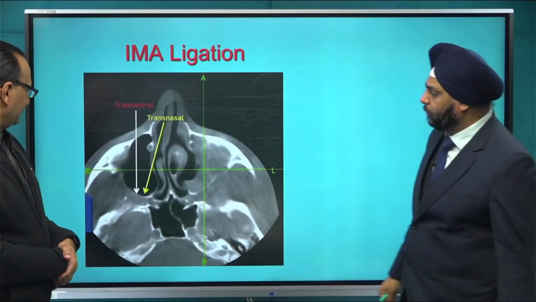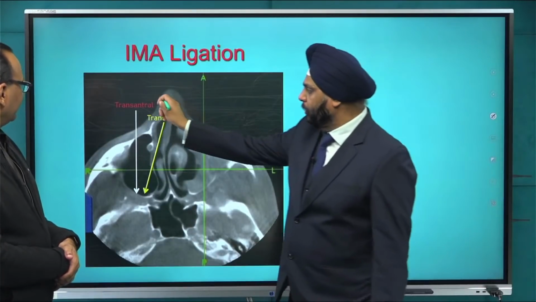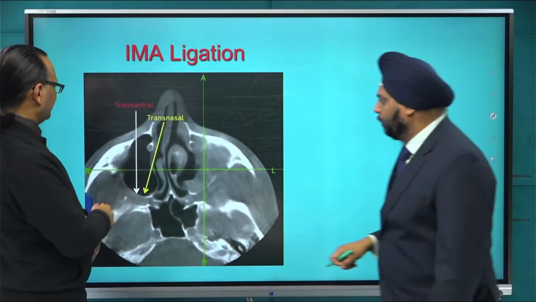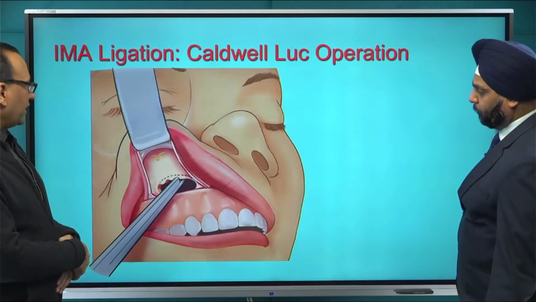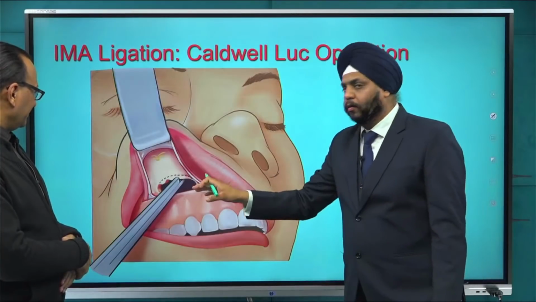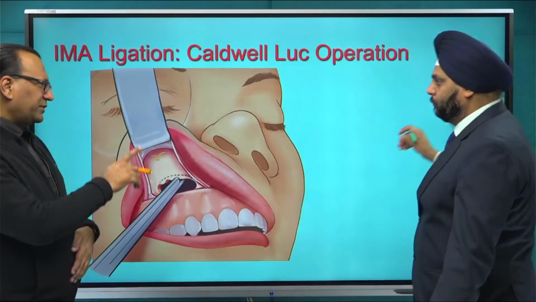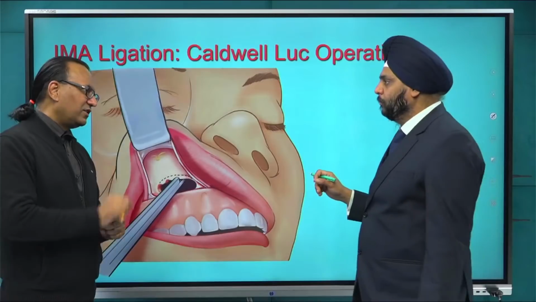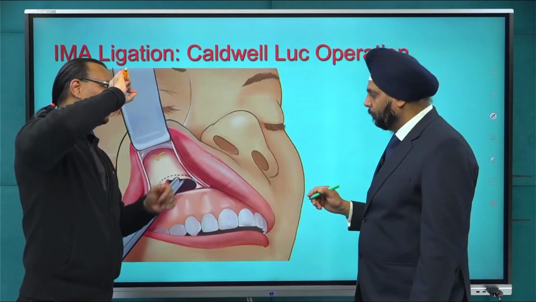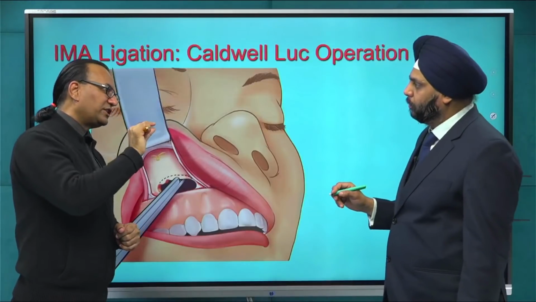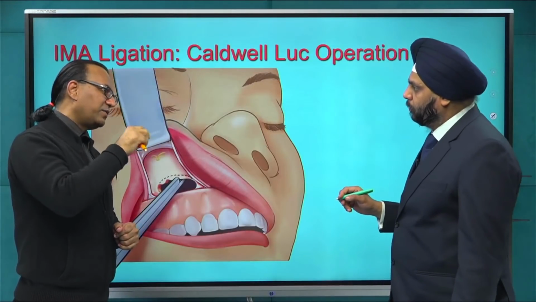So this is in the CT scan. The two approaches have been shown: the transantral approach and the transnasal approach. And this is the Caldwell-Luc approach, where we give a sublabial incision and enter into the antrum. Sometimes, if there is recurrence, you remove the mucoperiosteum and put it back. Fibrosis prevents recurrent epistaxis.